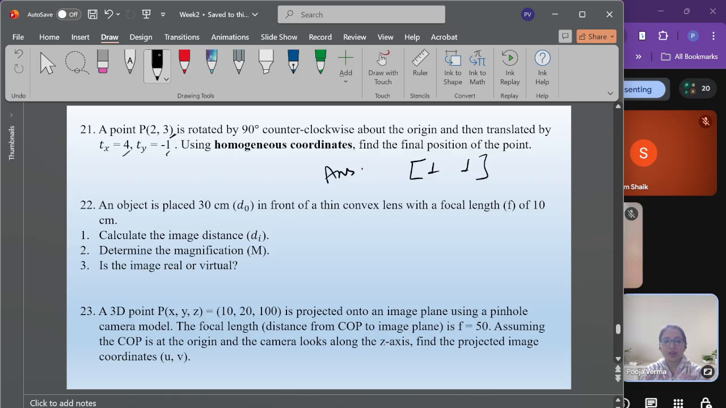Now the next question is: an object is placed 30 centimeters, that is d naught, in front of a thin convex lens with a focal length f of 10 centimeters. We have to calculate the image distance di, determine the magnification m, and say whether the image is real or virtual.